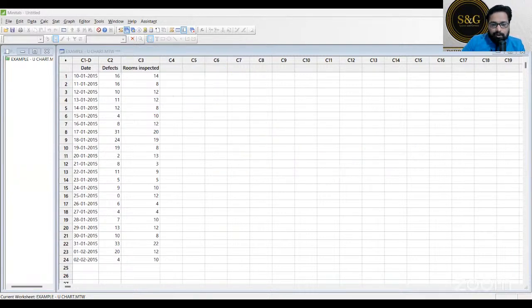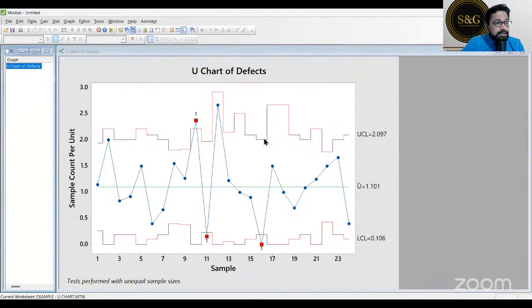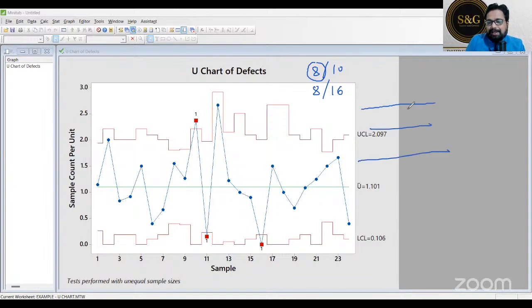Clear, everybody? Now, why are these control limits looking like this? Because, understand this, it is very, very important. Let's say 8 defects out of 10 rooms and 8 defects out of 16 rooms, both are different. If I plot only 8 without considering proportion, then I could have plotted straight lines for the control limits. But because the denominator is different, because the sample size is different, the control limits are calculated separately for each and every data point, and that is why you are observing these kinds of control limits.